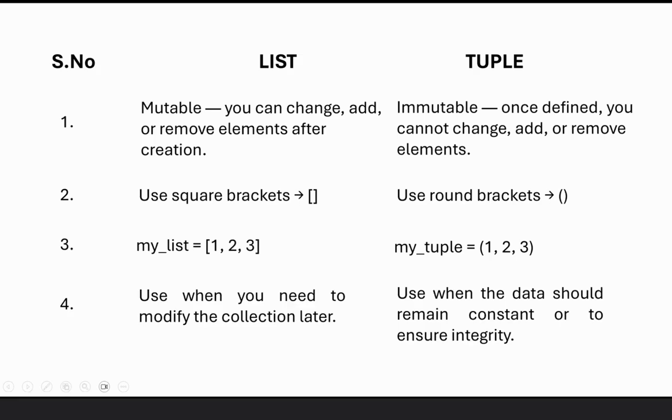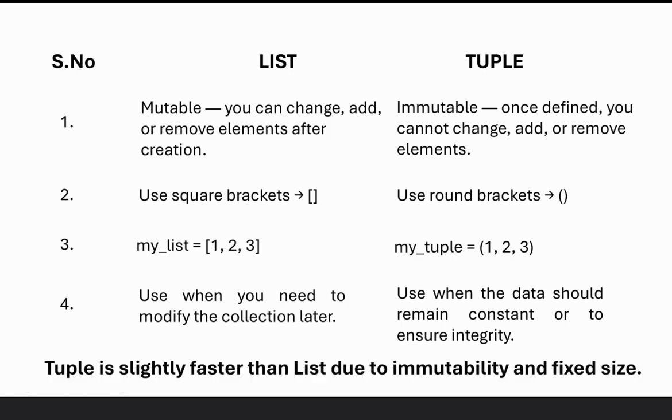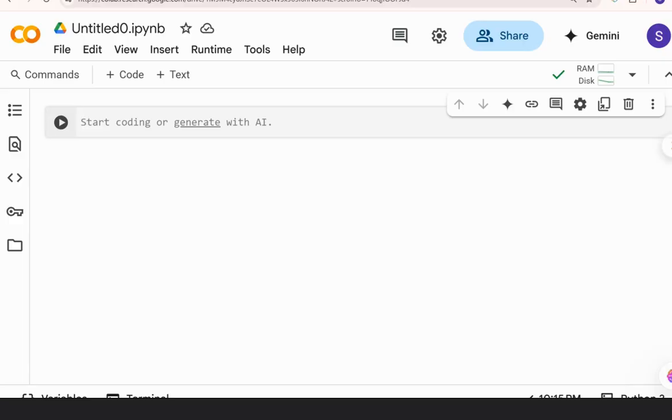The next one is we can use a list when you need to modify the collection later, but you can use a tuple when the data should remain constant or to ensure integrity. In general, a tuple is slightly faster than a list due to its immutability and fixed size. Based on the concept of list and tuple, we are going to create a small mini project for a grocery list manager. So let us start doing the project.